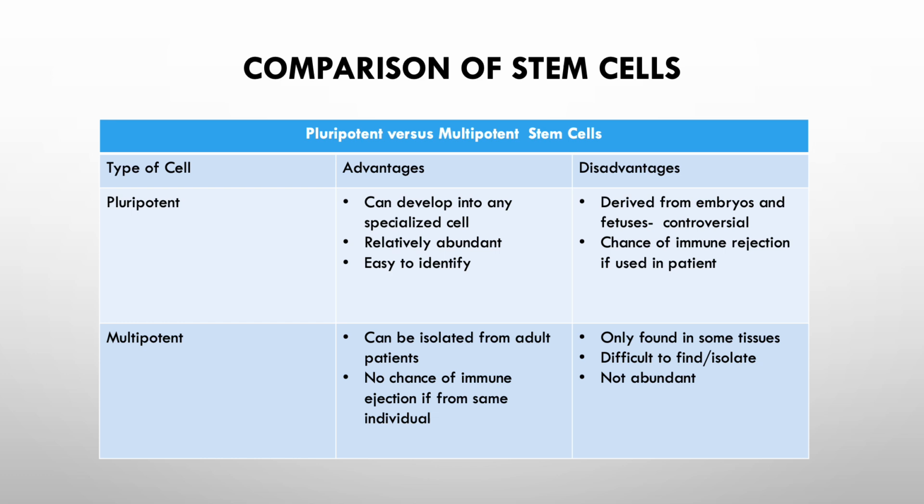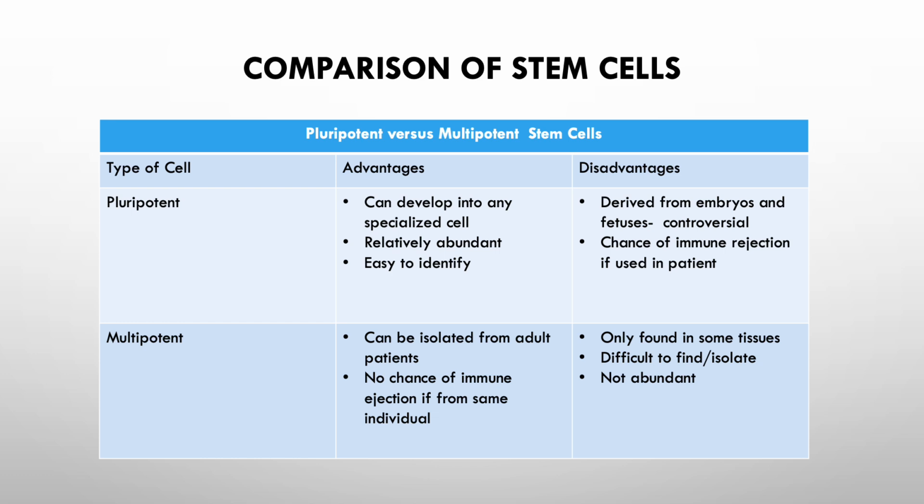Pluripotent stem cells can be advantageous in that they can develop into any specialized cells. They are relatively abundant, and they are easy to identify in a laboratory. However, because they are derived from embryos and fetuses, these types of stem cells are somewhat controversial. Also, there is always a chance of immune rejection if used in a patient.